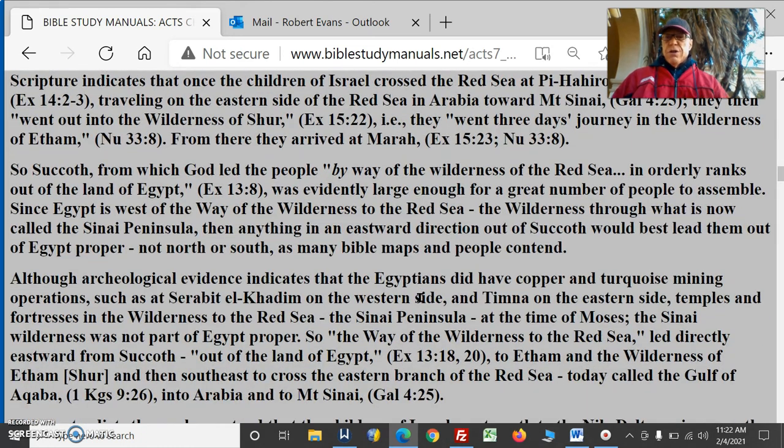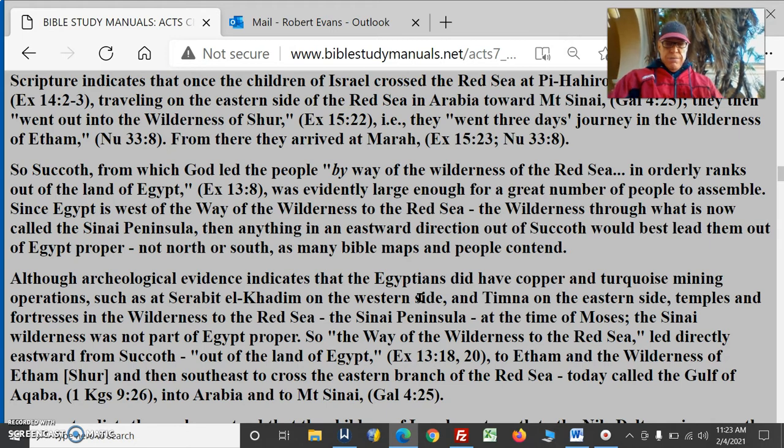So Succoth, from which God led the people by way of the wilderness of the Red Sea in orderly ranks out of the land of Egypt, was evidently large enough for a great number of people to assemble. Since Egypt is west of the way of the wilderness to the Red Sea, there's plenty of room. The wilderness through what is now called the Sinai Peninsula, then anything in an eastward direction out of Succoth would best lead them out of Egypt proper, not north or south, as many people contend, and many Bible maps and people seem to still think that way.